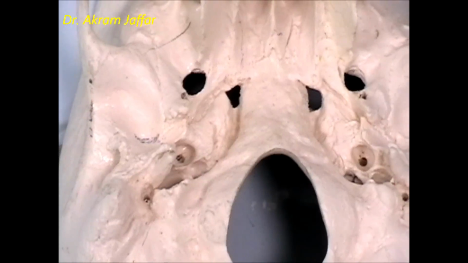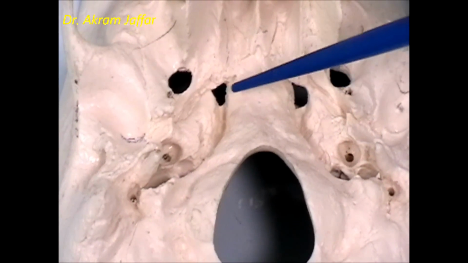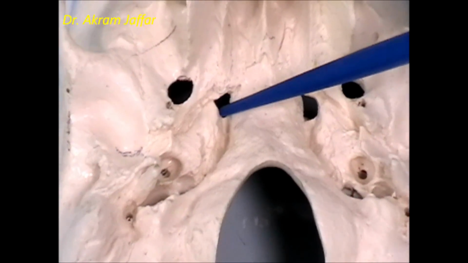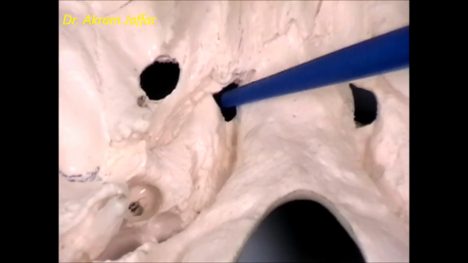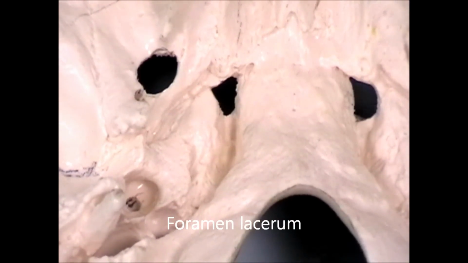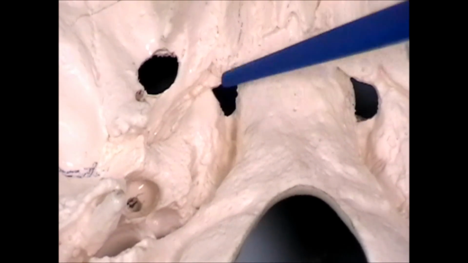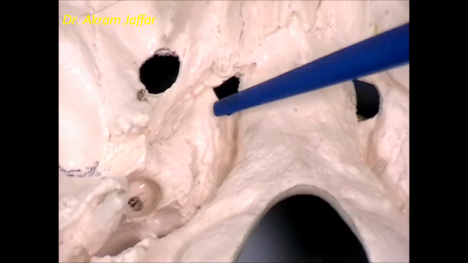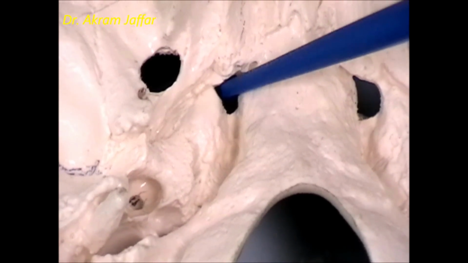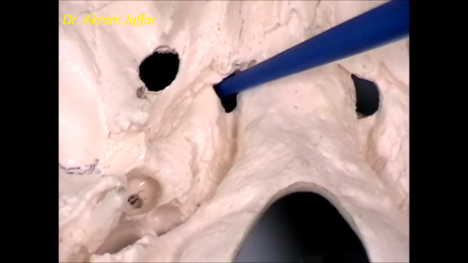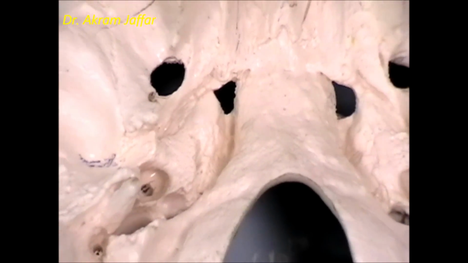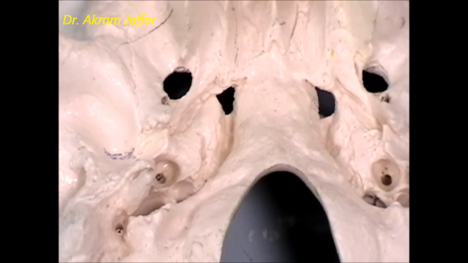And then, as it reaches the tip of the petrous temporal bone, this is the region of the tip of the petrous temporal bone, we can see here that there is a foramen. This foramen has lacerated margins, and so the foramen is called foramen lacerum. So the internal carotid artery in its horizontal course within the petrous temporal bone appears above the foramen lacerum. It does not pass through it, but appears above it, and then it goes upwards into the middle cranial fossa.